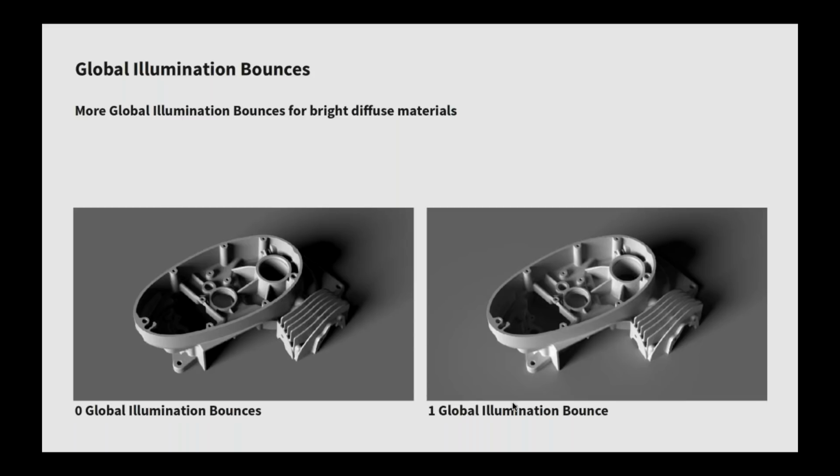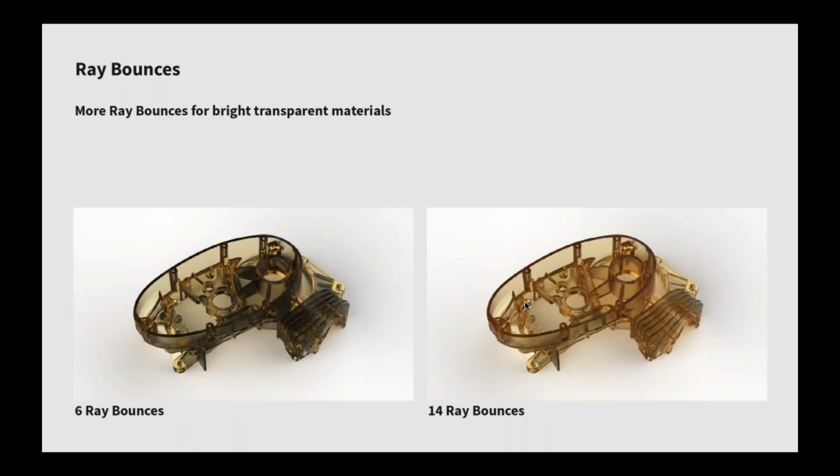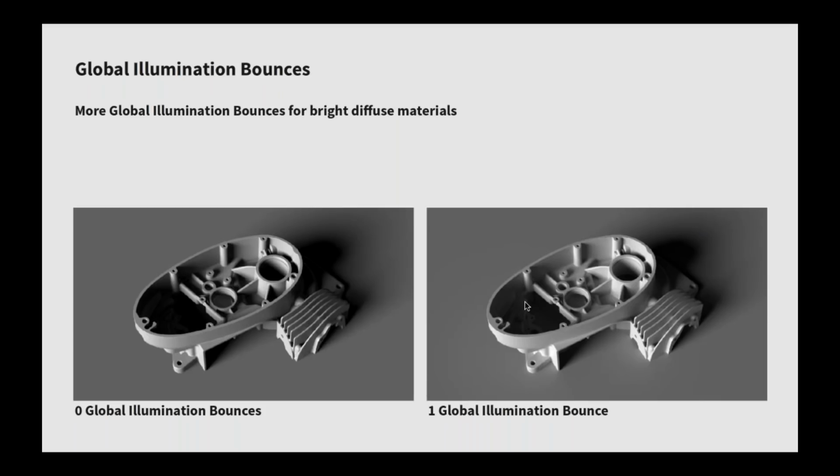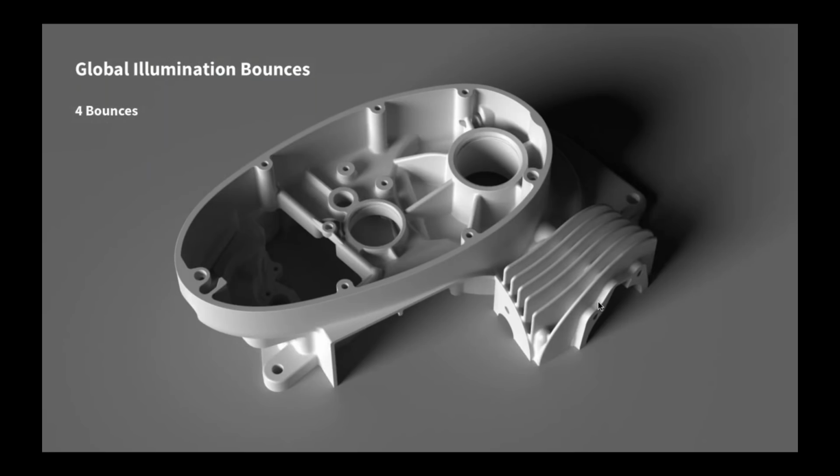If I increase the global illumination bounce to 1, then you can actually start to see some detail in these surfaces. So with 1 bounce, you get a much more realistic look already. Now also here, there is a point where it doesn't really make sense to keep increasing this value. So there's definitely a point of diminishing returns.